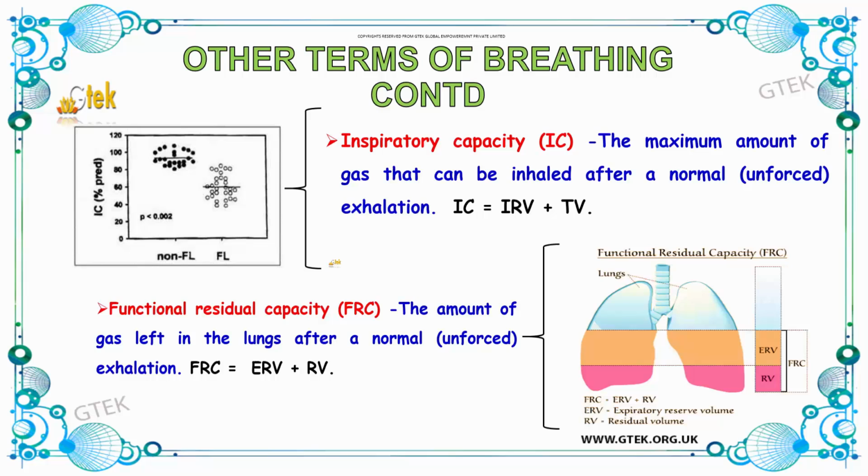The inspiratory capacity, IC, is the maximum amount of gas that can be inhaled after a normal exhalation. That is given by IC equals IRV plus TV. Functional residual capacity, FRC, is nothing but the amount of gas left in the lungs after a normal exhalation. So FRC is equal to ERV plus RV. Here FRC is given.